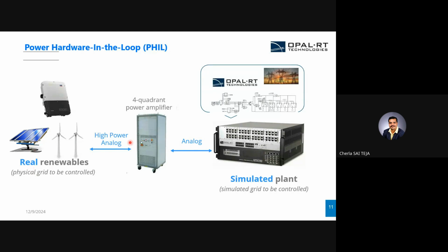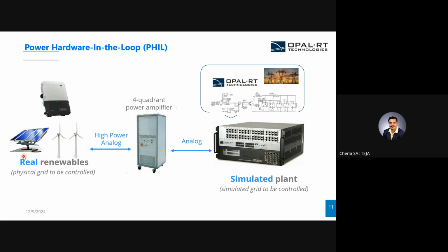Let us say I have a PV farm. In that, I can have one physical solar PV inverter connected to the simulated plant. How is this achieved? We have four quadrant power amplifiers, which help in including this solar PV inverter or a DFIG based wind generator into the simulated plant. This takes care of bidirectional power flow along with scaling of the signals.